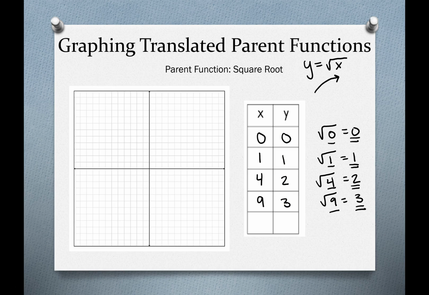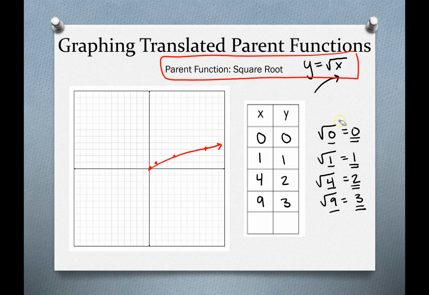All right, graphing those points, let me go to red, just to keep it consistent here. I'm going to have my parent function in red again, so I'm going to have the point 0, 0, 1, 1, 4, 2, and 9, 3. There we go. There's my parent function, kind of like that seagull.